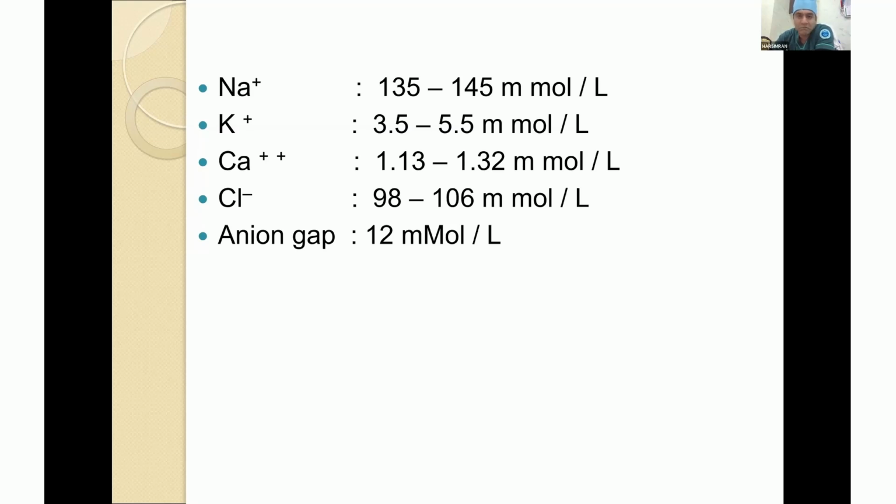Sodium value, again normal is very important, 135 to 145 millimoles per liter. Potassium value of 3.5 to 5.5 millimoles per liter. Calcium, what ABG tells us is ionized calcium. Value is 1.13 to 1.32. Chloride 98 to 106 millimoles per liter. And again, I told you very important is the anion gap. Anion gap is 12 plus minus 2 millimoles per liter. It becomes very important in toxicology, also in septic patients.